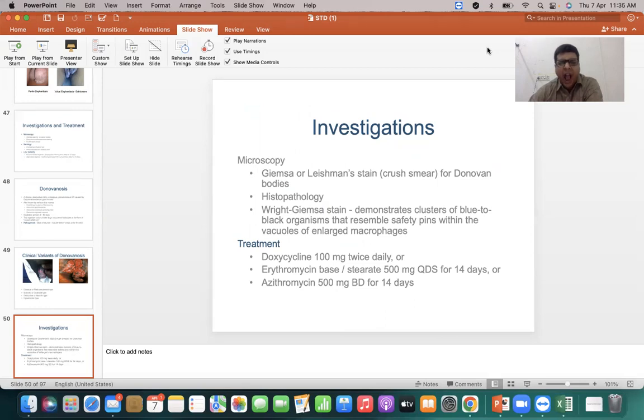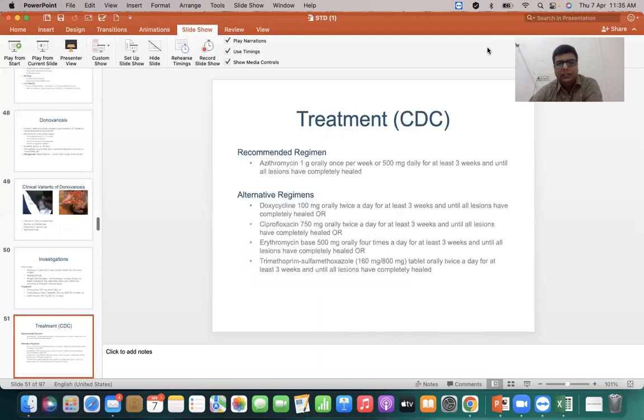Histopathologically, Giemsa and silver stain demonstrate clusters of blue to black organisms that resemble safety pins within the vacuoles, which is called the closed safety pin appearance. Treatment is doxycycline 100 mg twice daily or erythromycin 500 mg 4 times a day for 14 days. Erythromycin 500 mg twice daily for 14 days.